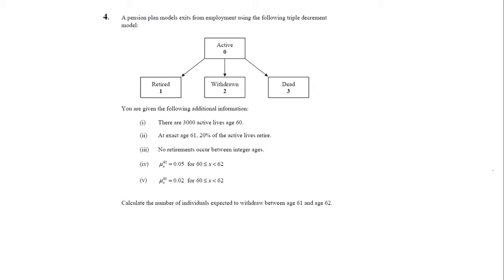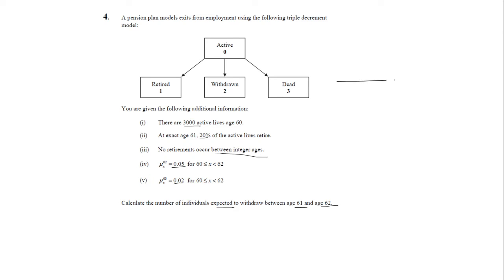A pension plan model exists from employment using the following triple decrement model. We have 3,000 active lives at age 60. At exact age 61, 20% of the active lives retire. No retirement occurs between integer ages. The force of transition from stage 0 to 2 is 0.05, and from stage 0 to 3 is 0.02. We want to calculate the number of individuals expected to withdraw between age 61 and age 62.